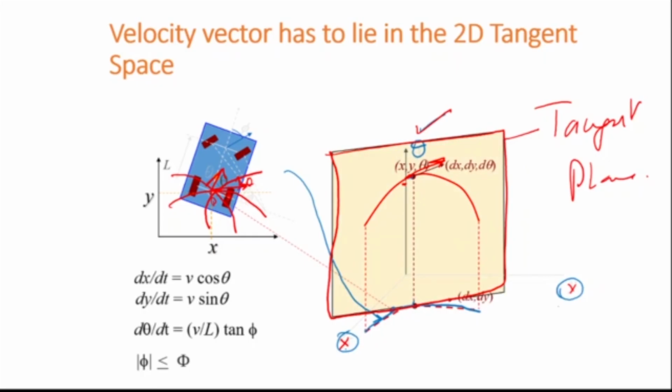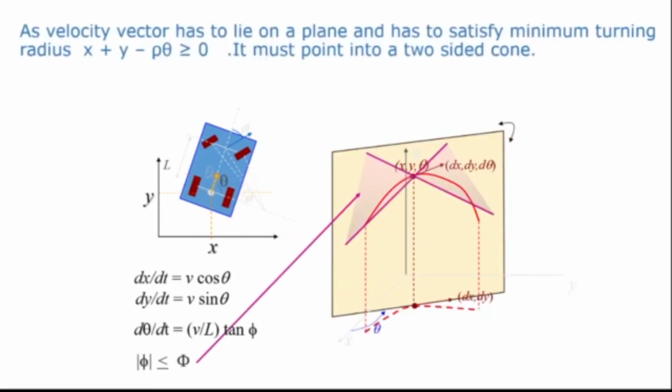Please think carefully about why the tangents must lie on that plane. If the tangents lie on this plane and are bounded by that equation, x dot squared plus y dot squared minus rho min squared theta dot squared greater than or equal to 0, then it basically means that all the tangents have to lie inside this cone.